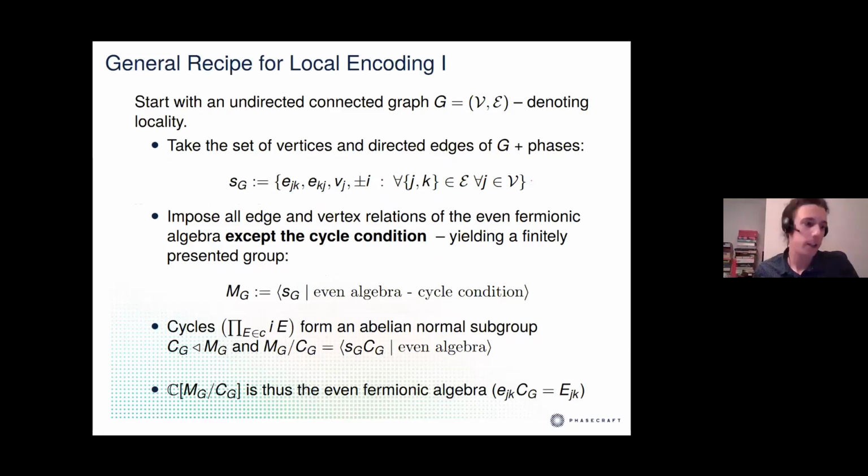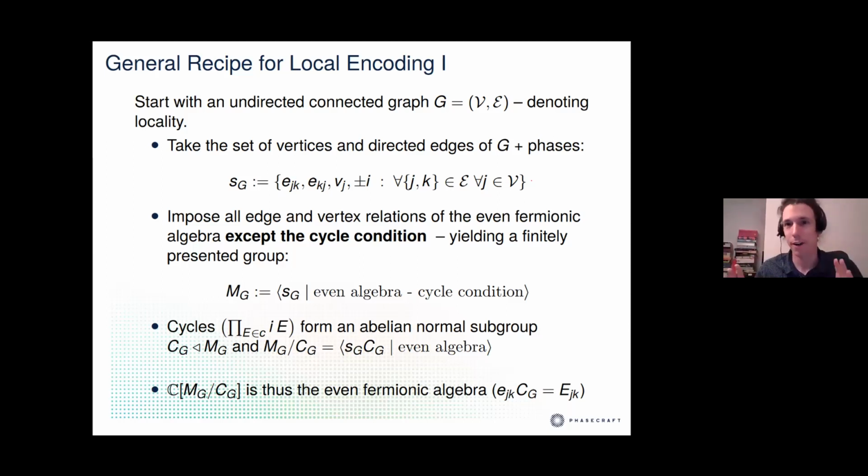So before I go into the details of the compact encoding, I want to talk about a general recipe for constructing these local fermionic encodings. And all the encodings that we've looked at can be put into this framework, even though they might say in their papers that they have a different design protocol. You can cram them all into this mathematical construction. So let me explain.